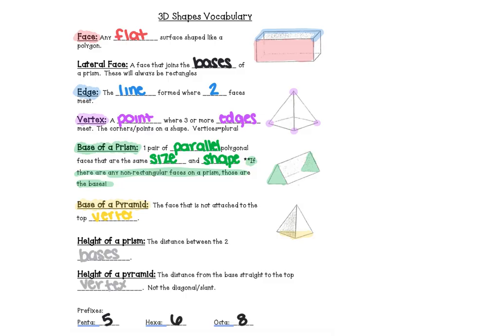This is a pyramid. We said the base is this bottom piece. What shape is the base? Triangle. So we would call this a triangular pyramid, okay? Because it's a pyramid and the base is a triangle, okay?